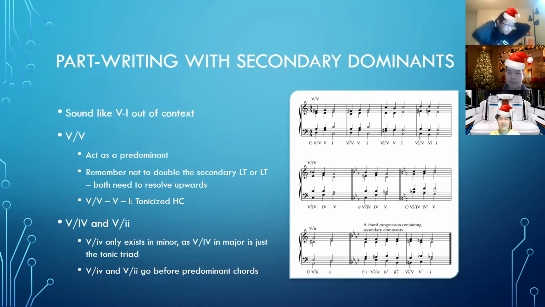And then we also have the 5/6, which only exists in minor, as the 5/4 in major is just the tonic triad, and then the 5/4 and 5/2 go before predominant chords. So just memorize these 4 definitions on this slide, and you should be fine with secondary dominants. And make sure to practice with those in part writing, as we have many practice worksheets below. They're linked in the description if you want to go check them out.